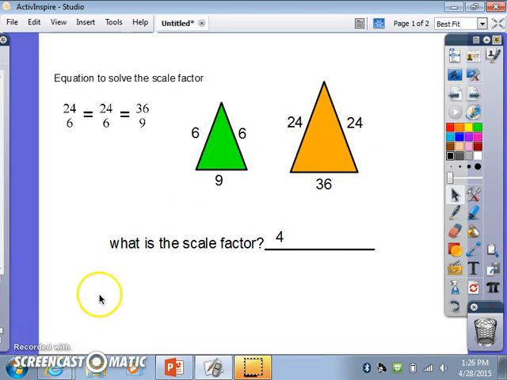Here's how to solve the scale factor. We set up an equation in fraction form. We put 24 over 6, which also equals 24 over 6, which also equals 36 over 9. And if you divide all of these, 24 by 6 and then 36 by 9, you get the answer 4. That is your scale factor.